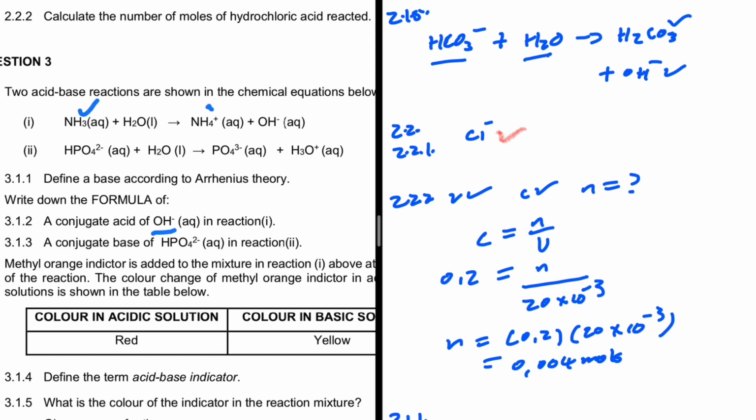NH3 becomes NH4 plus. It accepts a proton. And then H2O becomes OH minus. It donates a proton. So a conjugate acid to OH minus is H2O. That OH minus is there because H2O has donated a proton. So that which donates, we know fully well that it is an acid.